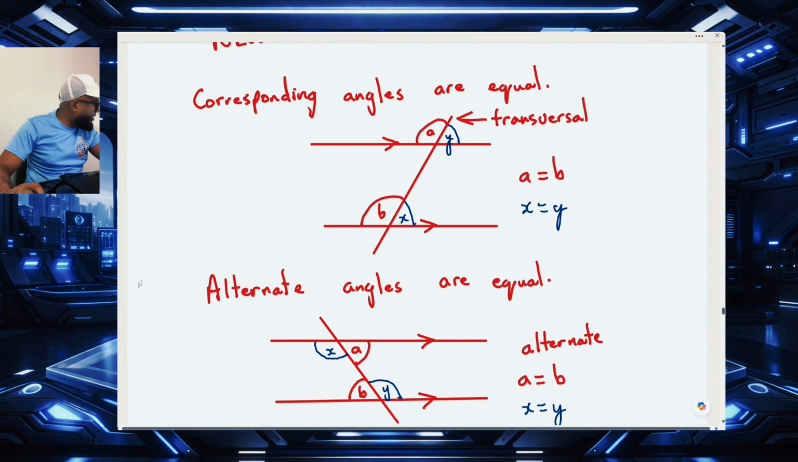Corresponding angles are in the same position on the different parallel lines. If you have an angle in this position on this parallel line up here, it will be in the same position on the other, with a transversal cutting the parallel lines. Corresponding angles would be A and B. Corresponding angles will be X and Y. You also have corresponding angles under here and under here.